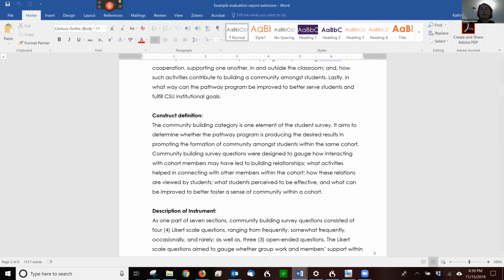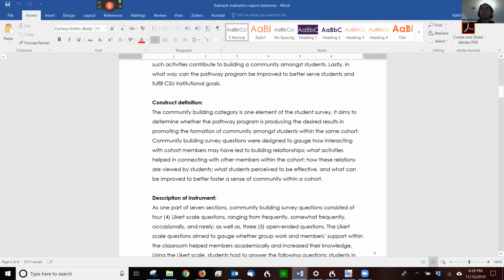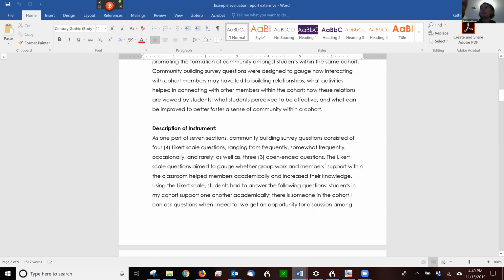They were designed to gauge how interacting with cohort members may have led to building relationships, what activities help in connecting with other members, how these relations are viewed by students. So in some ways here, they're defining the facets of the construct. And this is important to think of, not just in terms of your report, but as you move forward in your own study: any idea that you use, any theory that you use is going to have various facets, various elements. So thinking about that.